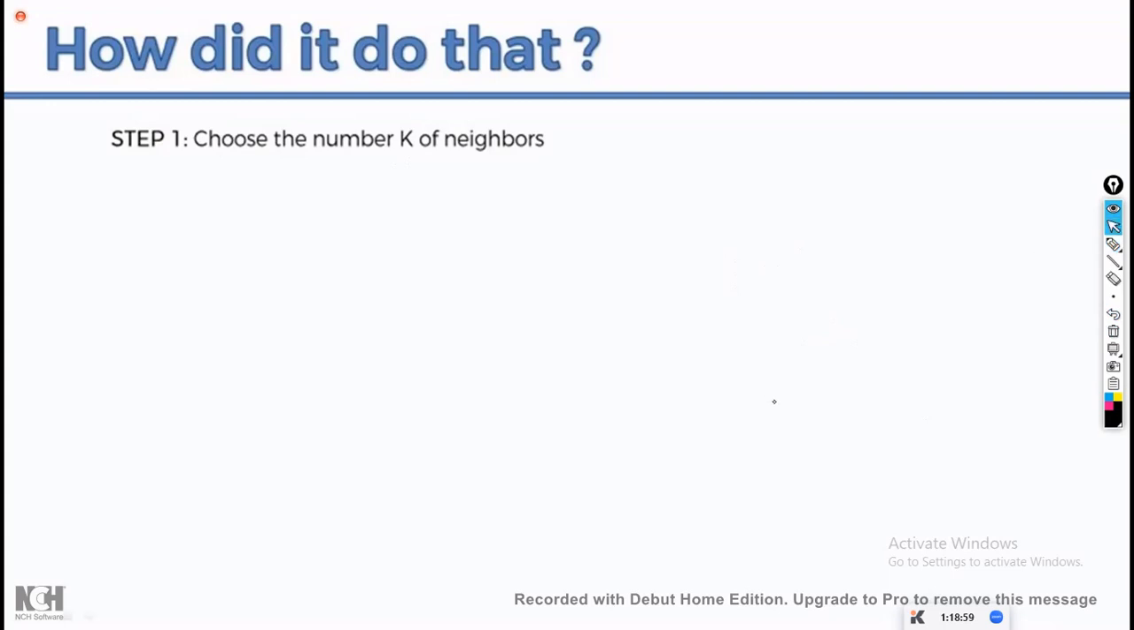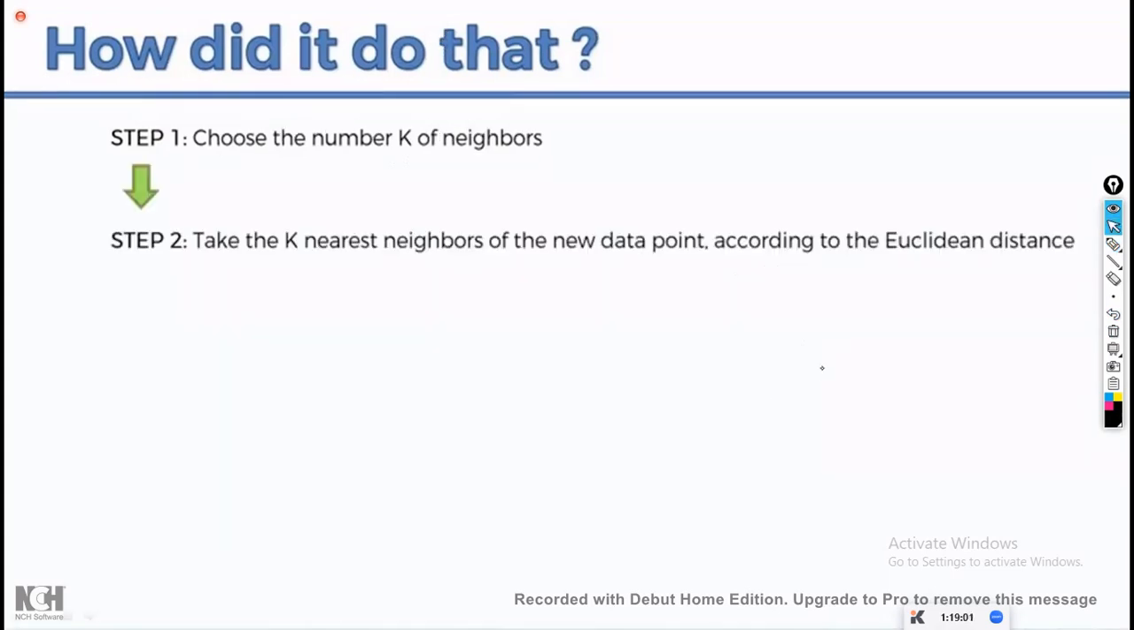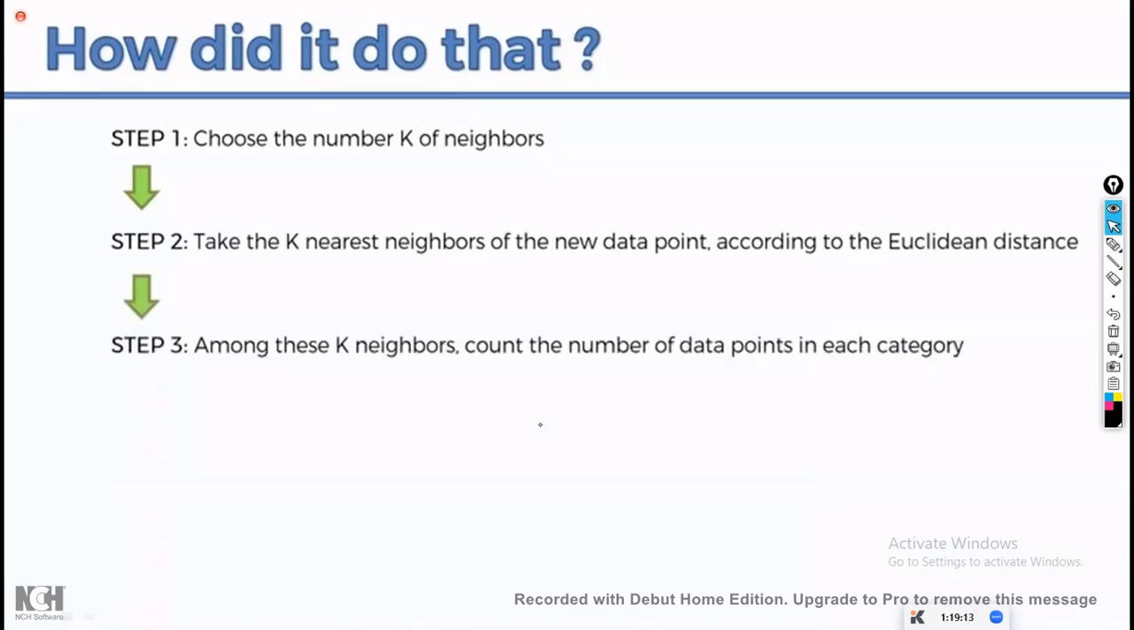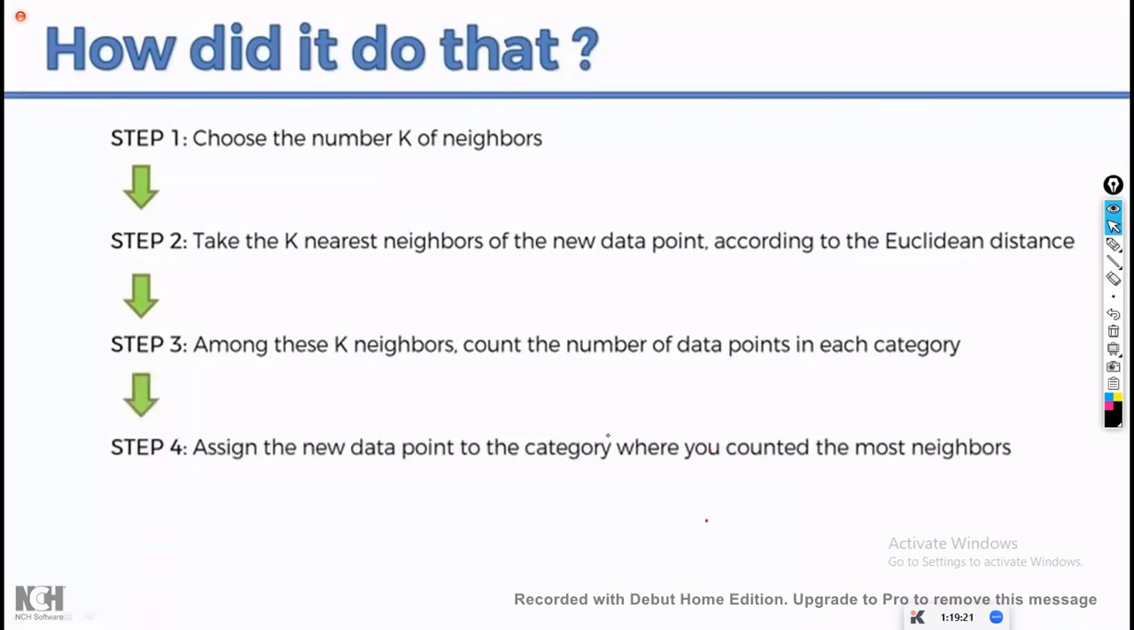Now, once K is fixed, take the K nearest neighbors of the new data point according to the Euclidean distance. As per the Euclidean distance, calculate the distance between the data points. Among the K neighbors, count the number of data points in each category. Assign the new data point to the category in which you counted the most neighbors. This is the algorithm.